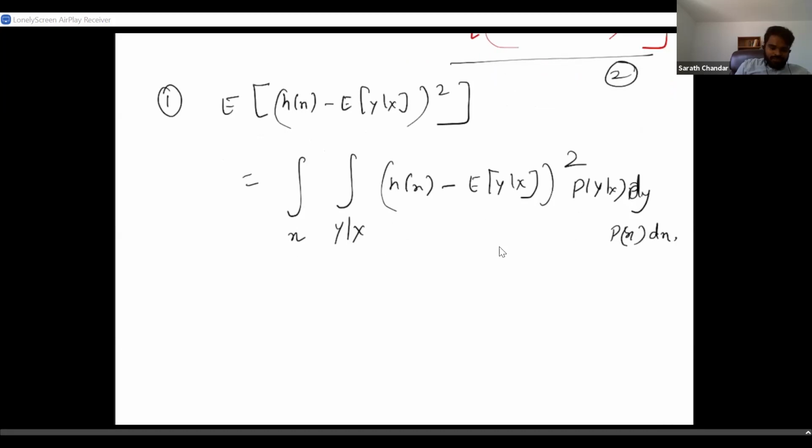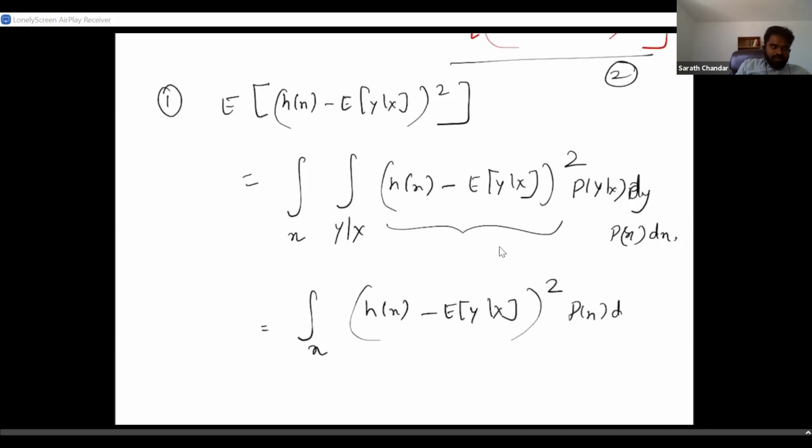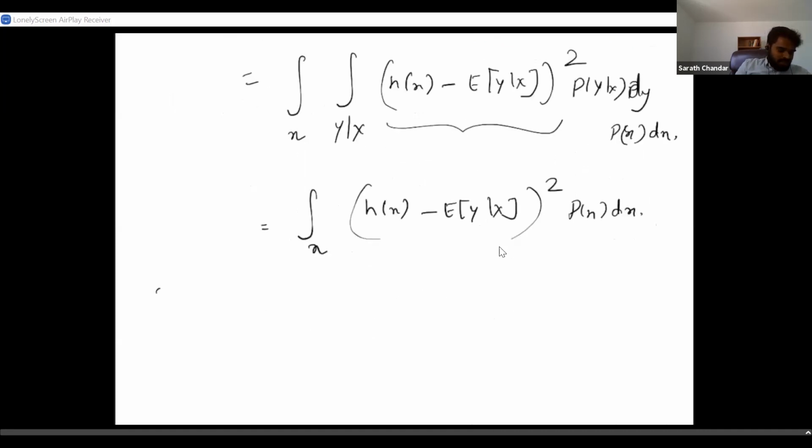What happens when I integrate this term with respect to y? You can see that there is no y in this term, so this is not a function of y. So simply you remove the expectation. This becomes the integral over x of (h(x) minus E[y|x])^2 p(x) dx.